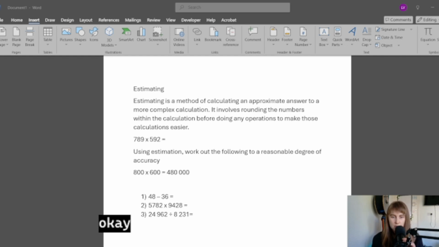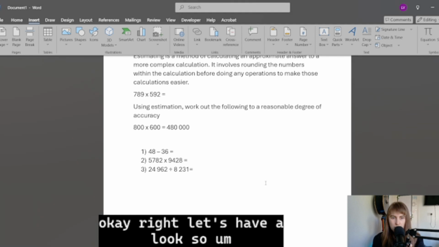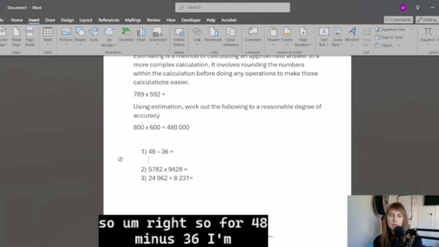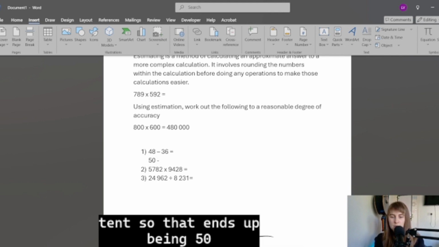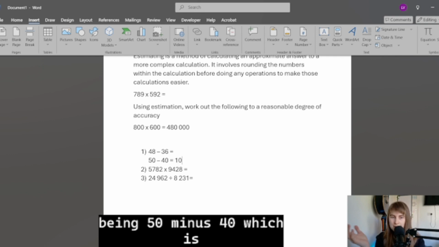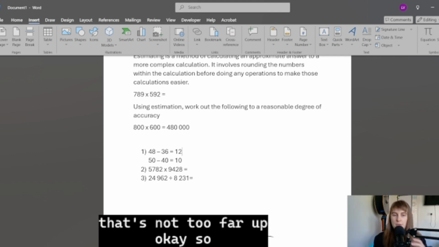Okay, right, let's have a look. So 48 minus 36, I'm going to decide to round that to the nearest 10. So that ends up being 50 minus 40, which is 10. We can compare that to the real answer, which is 12, so that's not too far off. Okay, so 10 is an approximation.